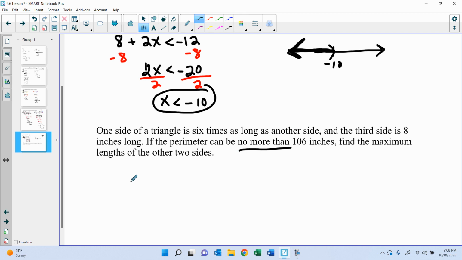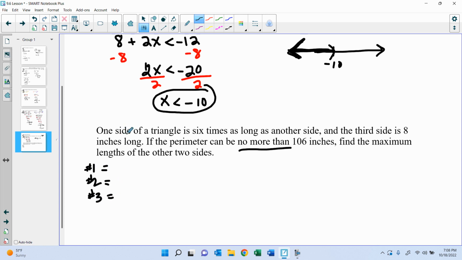So to find the perimeter of a triangle, you're going to add up the 3 sides. So let's figure out what they are. One side is 6 times as long as another side. So we're going to have side number 1, side number 2, and side number 3. Okay? And we're going to write an expression for what we get.